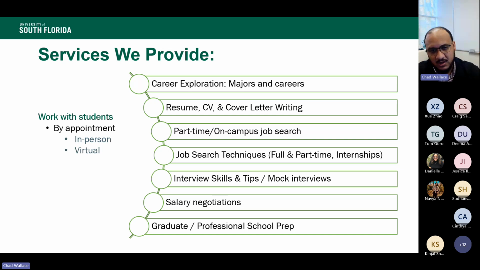We have anything from resume, CV, and cover letter writing, whether it's developmental or wanting to critique or tailor your resume for particular jobs. Anything from the job search process, whether that's part-time, on campus, full-time, internship, any other strategies to help you.